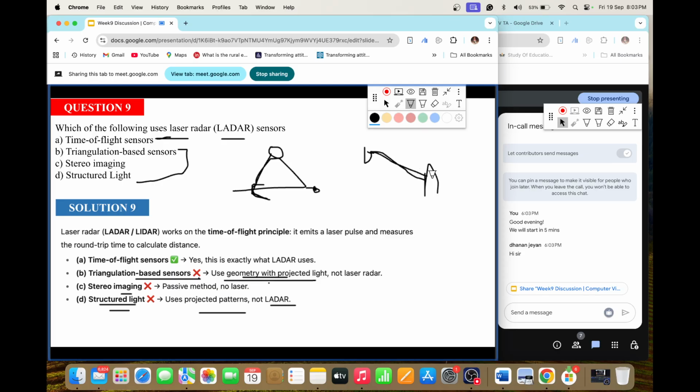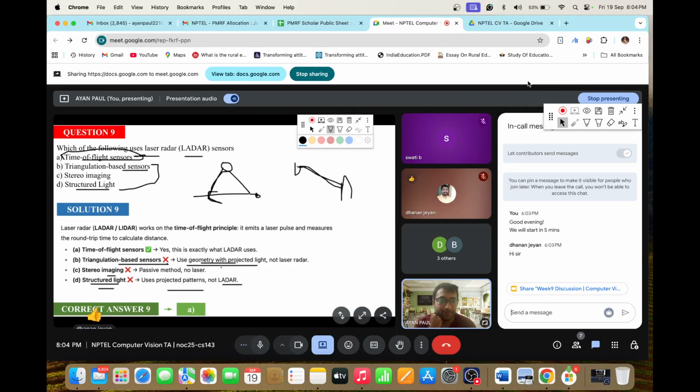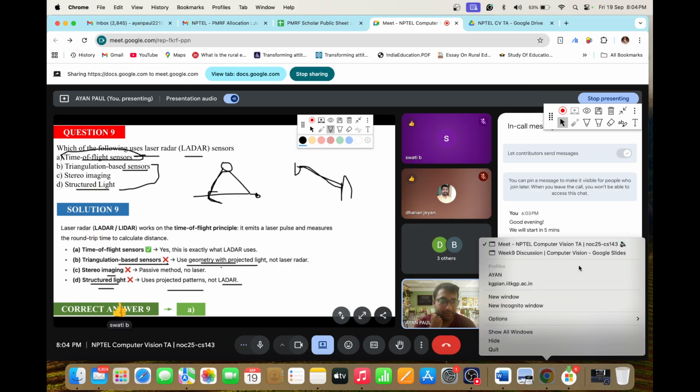Lidar means same source and same receiver. So that is lidar. That is why time of flight only uses lidar. Other imaging like structured light or triangulation based sensor can use laser but not lidar. Stereo imaging generally doesn't use any of this. It uses the concept of two different cameras. So this is regarding question number 9. Is it clear to all of you what I have told? Clear, right? Nice.